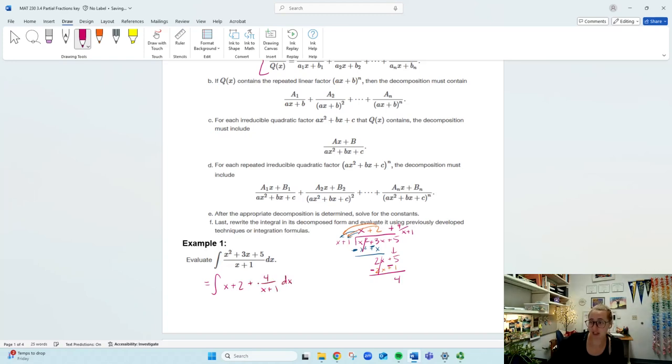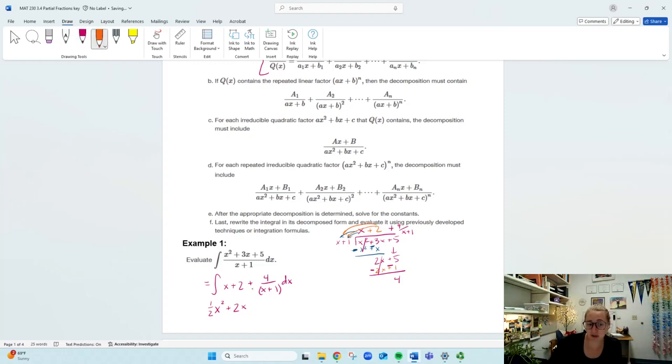Now when I take my integral of this, I can take my integral of each individual part. So my integral of x is going to be x squared times 1/2. My integral of 2 is going to be 2x. And now I have to think about my integral of 4 over x plus 1. If it was just a 4 over x, then I could see that as 4 times 1 over x, and I know that my integral of 1 over x would be ln of x. But since this is an x plus 1, I want to see this as the inside part of my function.